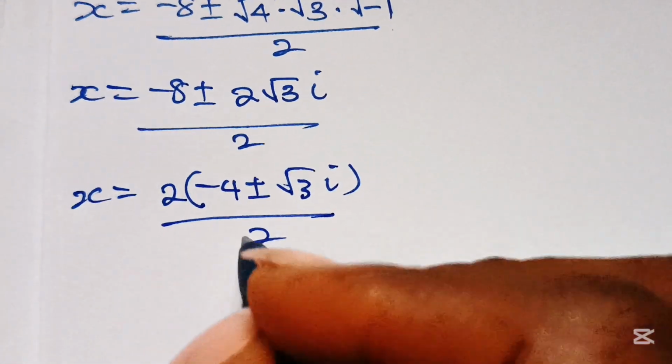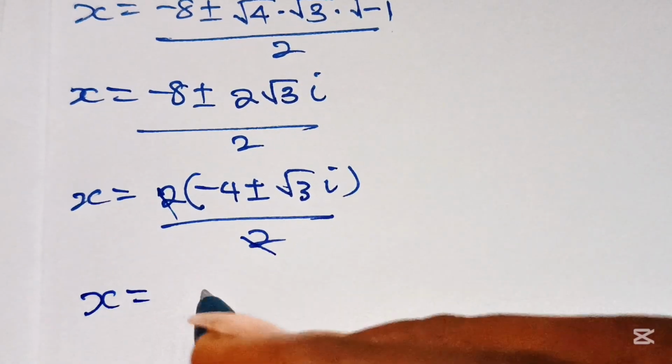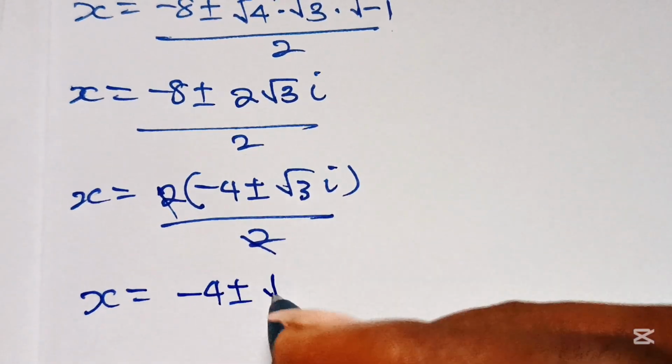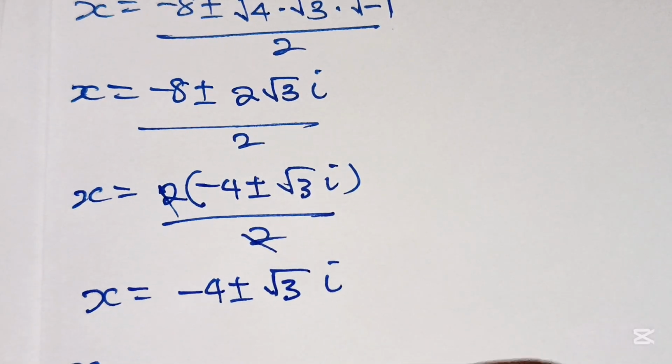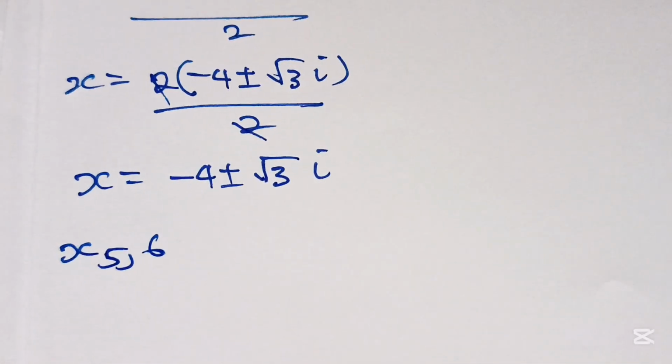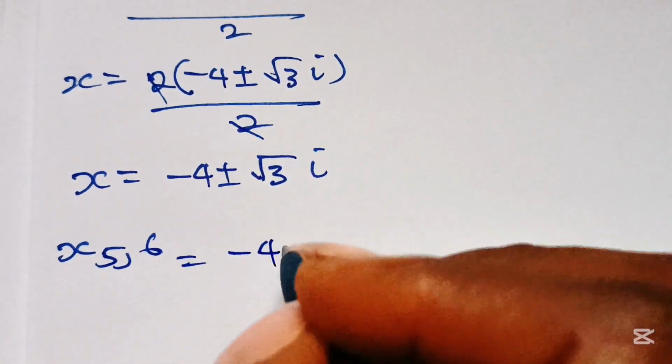Now you can see that the 2 cancels the 2, so we have x is minus 4 plus or minus root 3i. So that means that the second and the third values of our x are equal to minus 4 plus or minus root 3i.